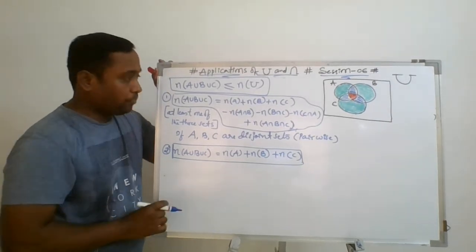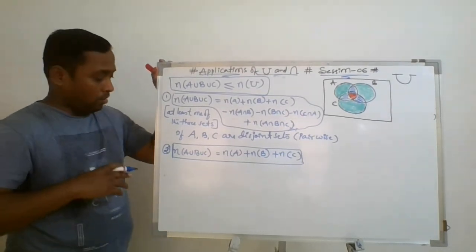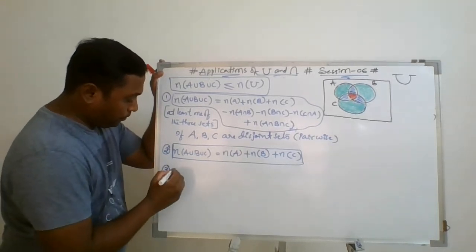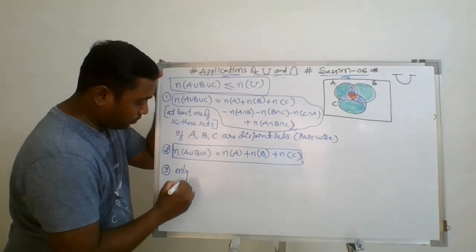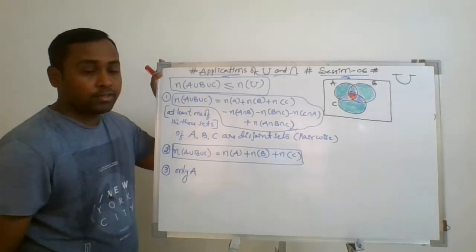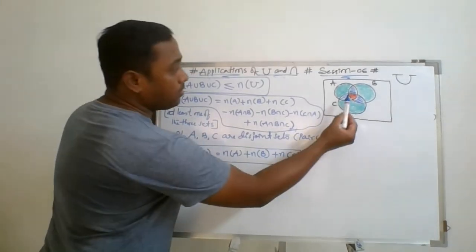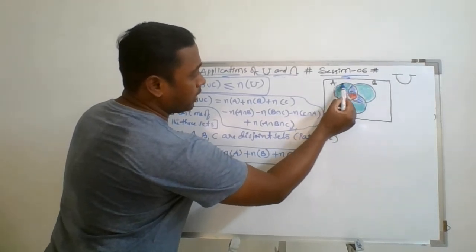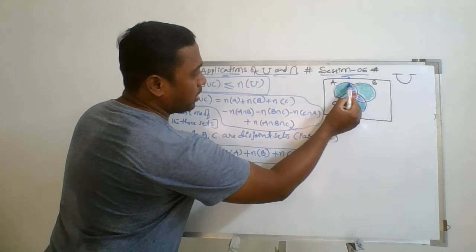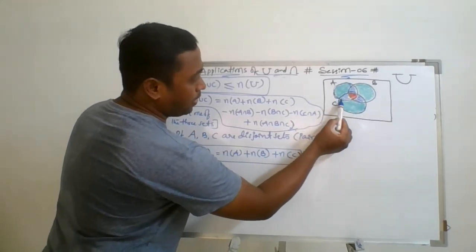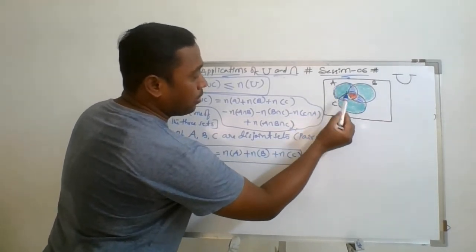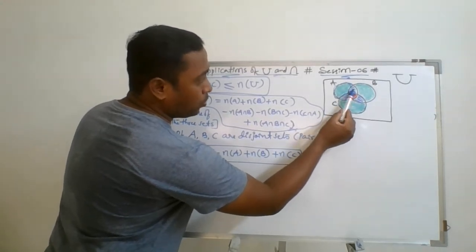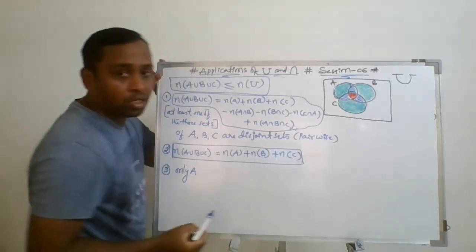Okay. Now coming to the third formula here. Only A, very important to understand. Only A means this portion, only this portion I want to get out. अब ये पोर्शन मुझे कैसे मिलेगा? तो फर्स्ट सर्कल A में से मुझे ये दोनों ब्लू पोर्शन हटाना होगा, या मैं ये कहूं कि दोनों ब्लू पोर्शन एज वेल एज रेड पोर्शन हटाना होगा.